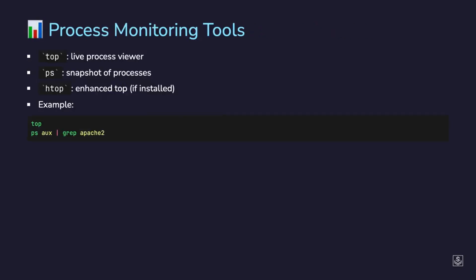Linux provides tools to monitor running processes. top shows live CPU, memory, and process stats. ps aux lists all processes with details. htop, a more user-friendly version of top, requires installation. Use ps with grep to find specific services. For example, ps aux | grep apache2 shows all Apache-related processes. These tools help you detect resource hogs, zombie processes, and runaway scripts.